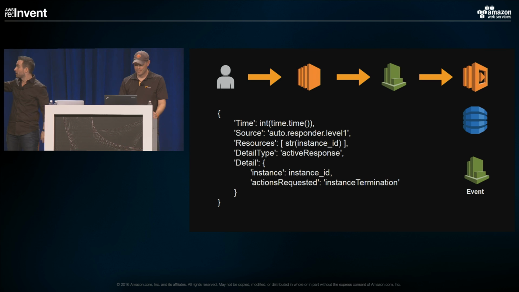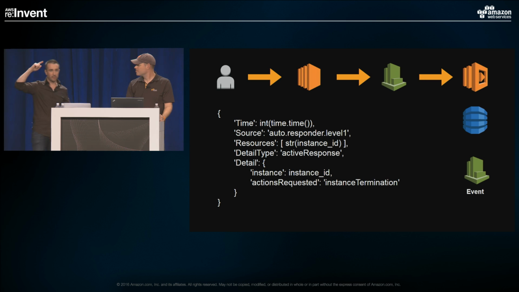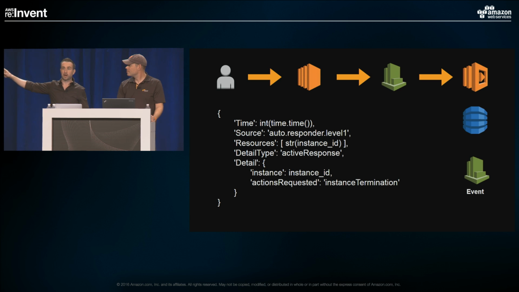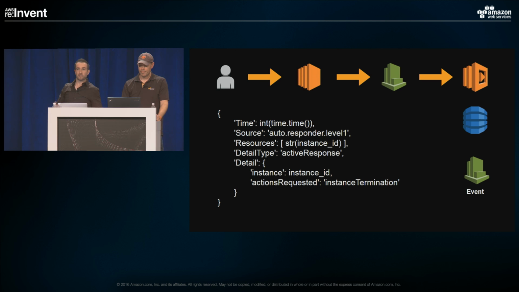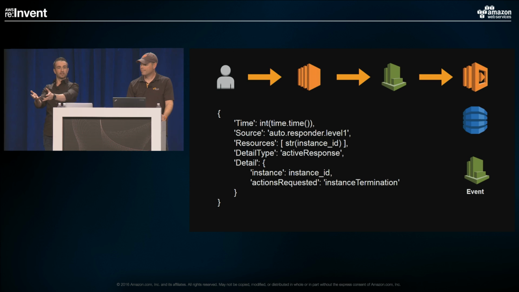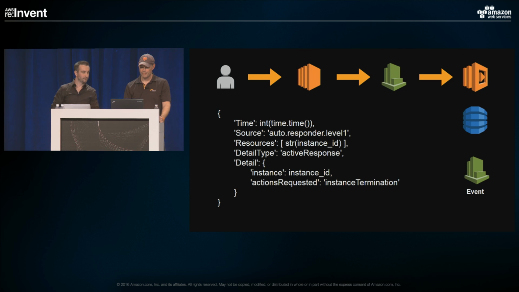So if you break it down here, we've got some information. OK, time, that's fine. Source is going to be important. Keep that one in memory. Source, that's arbitrary. I named that. Source in the last one is aws.ec2, right? I don't own that one. I own this one. So I said auto.responder.level1. Resources, I've chosen to pass along, we're looking at the instance ID in this case. Detail type, again, that's something I define, and we'll see how that's used. And then, of course, the detail. Right? We want to know what we're talking about.